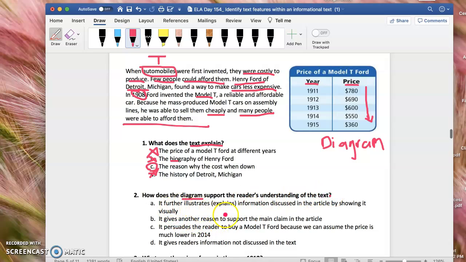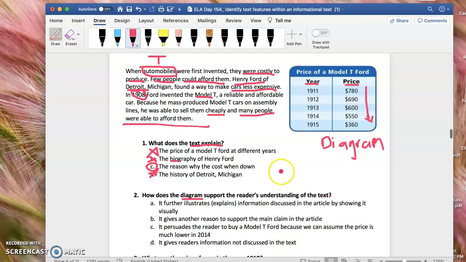It further illustrates, explains information discussed in the article by showing it visually. It gives another reason to support the main claim in the article. It persuades the reader to buy a Model T Ford because we can assume the price is much lower in 2014. It gives readers information not discussed in the text.